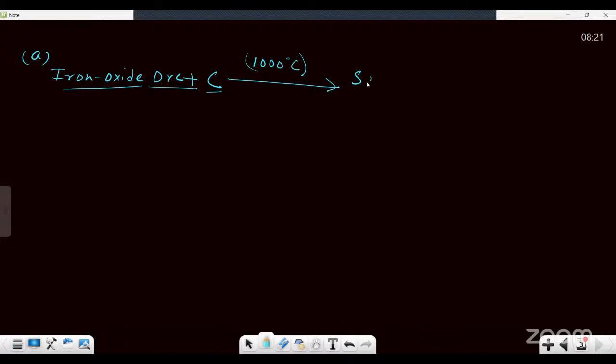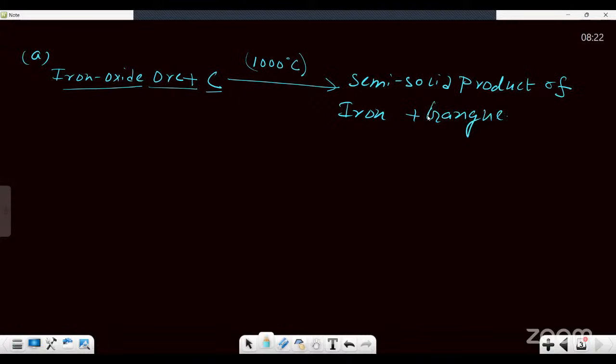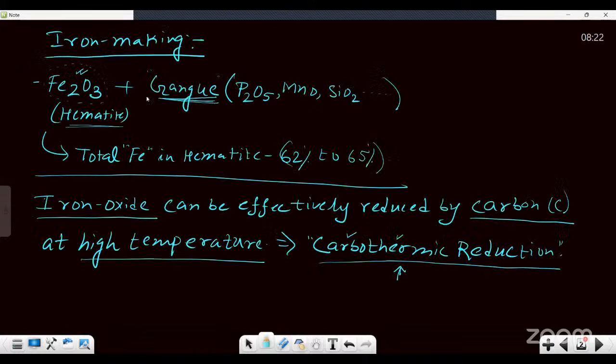right? So you will get semi-solid product, not the solid product, it is basically semi-solid product of iron plus gangue. So there are gangue materials also. Where will these gangue materials go? We talked about that earlier in our previous slide. We saw that this Fe2O3 hematite is there, but along with this hematite, there are gangue materials also present. Good amount of gangue materials are present.